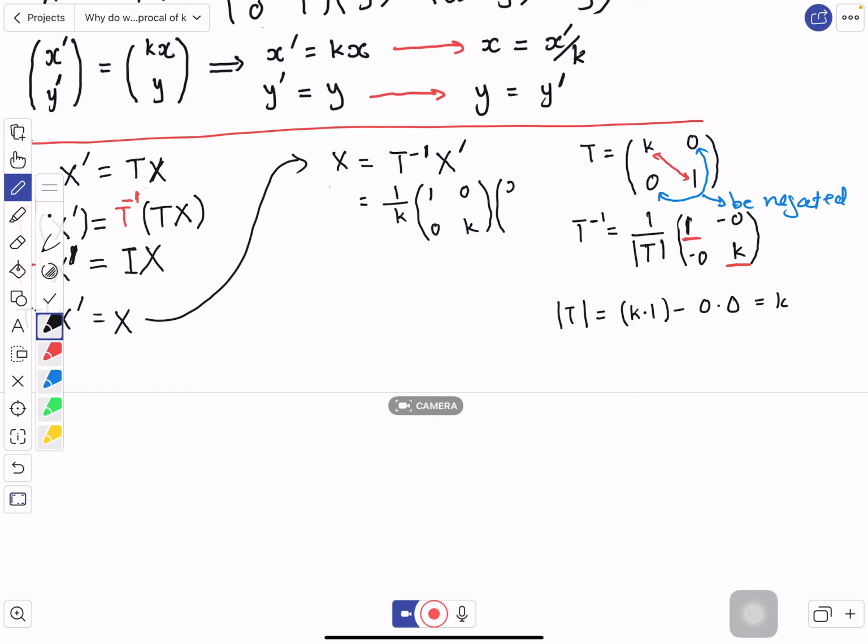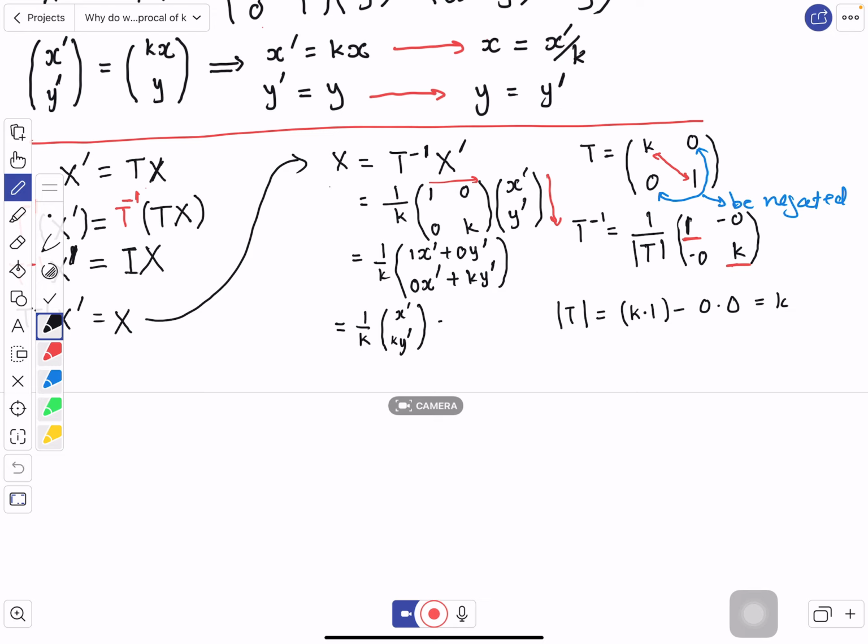X dash is going to be the new x dash, y dash. That gives us, well, let's just multiply these two. We're going to get 1 times x dash plus 0 times y dash, 0 times x dash plus k times y dash, and we get 1 over k at the front. We get x dash, k y dash.